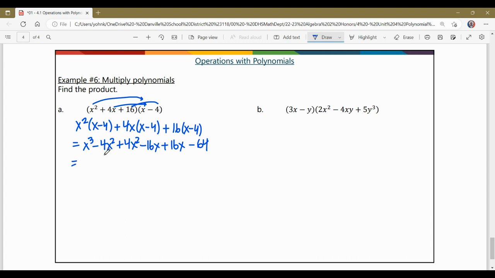Look at this. The negative 4x squared and the plus 4x squared go away. The negative 16x and the plus 16x go away. I'm left with x cubed, and I'm left with minus 64.